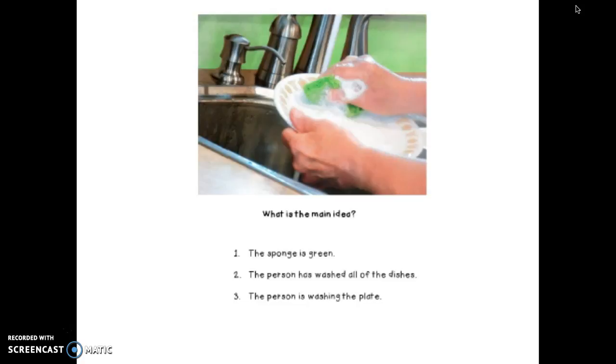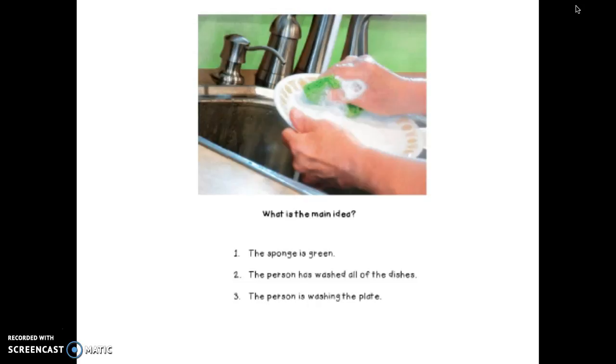What is the main idea? Let's look at the choices. Number 1, the sponge is green. Number 2, the person has washed all of the dishes. Or number 3, the person is washing the plate. Let's think about those for a minute.